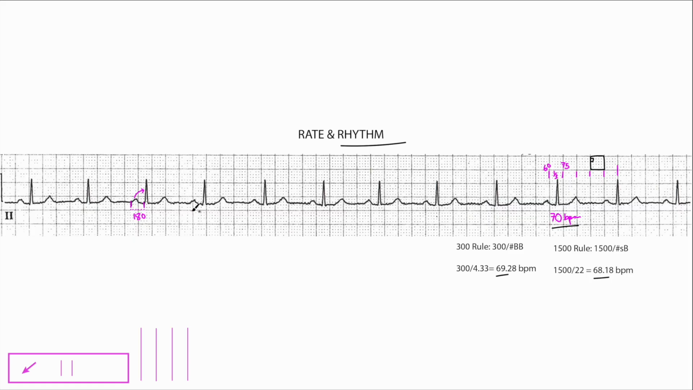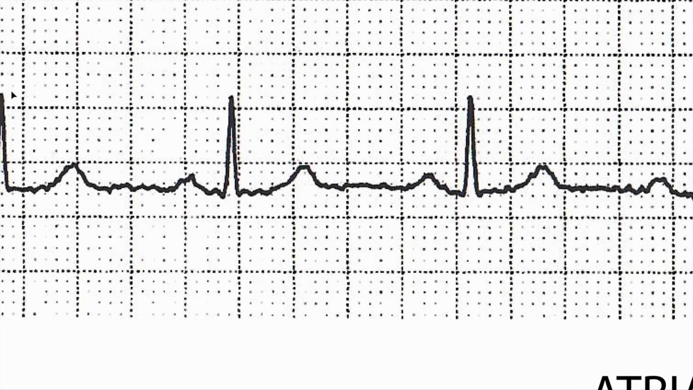Okay, so moving on. What I have here is a P wave that appears to be married to this QRS. I'm not 100% sure, so the only thing I can definitively say here is that we have an atrial rhythm. I'm assuming it's coming from the atrium. The QRS itself is narrow.